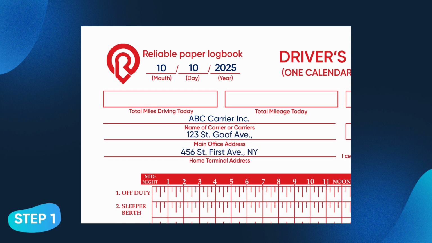Typically, your main office and home terminal address are the same. If you mainly work from a different terminal than the main location, write out the correct address in the home terminal address box. When you do this, spell out city names completely, rather than listing abbreviations. Abbreviate the states to save room if you'd like.